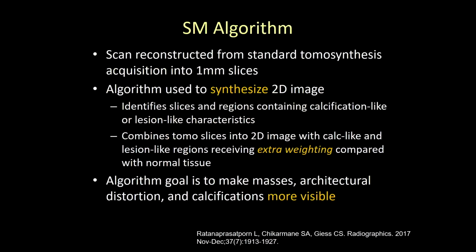Well, as you know, the synthetic algorithm is used to synthesize a 2D image from the Tomo data set. And the algorithm identifies slices and regions that contain calcification-like or lesion-like characteristics. And it's not an exact replicate of the full field digital because it's designed to give extra weighting to the slices with those calcification-like or lesion-like features so that they are enhanced to our eye. And it's supposed to make masses, architectural distortion, and calcifications more visible to us.